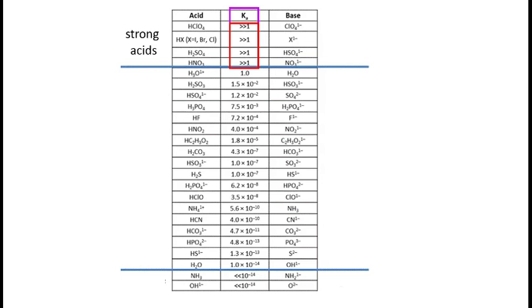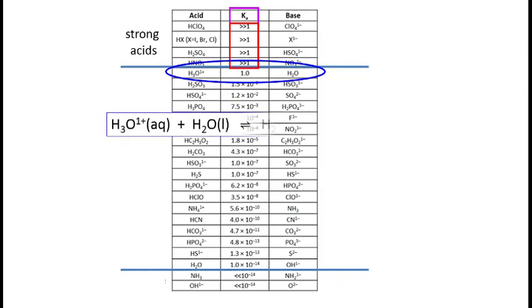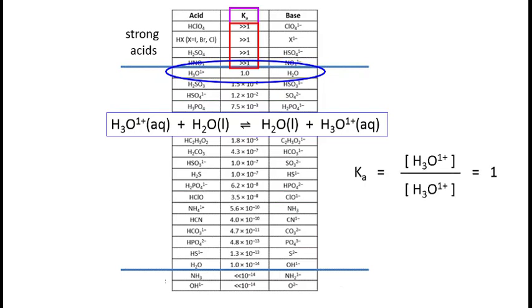The first entry below the line is hydronium, with a Ka of 1. This makes sense if you think about the reaction this equilibrium constant refers to: the reaction of an acid with water. The products are the same as the reactants, and the expression for the equilibrium constant has the same numerator and denominator.